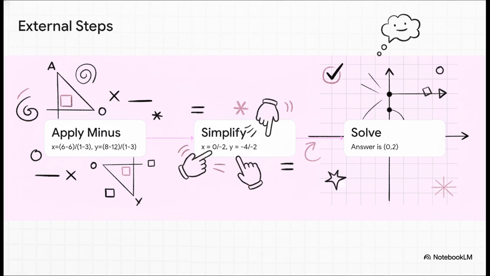Step 2. Let's simplify carefully. The numerator for x becomes 6 minus 6, which is 0. The denominator is minus 2. The numerator for y becomes 8 minus 12, which is minus 4. And the denominator is minus 2. Step 3. Now we just divide. 0 divided by minus 2 is 0. Minus 4 divided by minus 2 is positive 2. So our final coordinate is 0, 2. Option B is the correct answer. Excellent work navigating those negative signs.